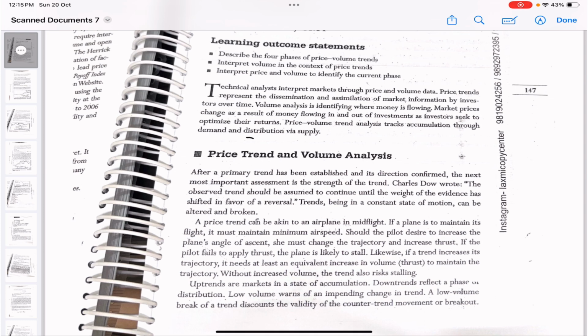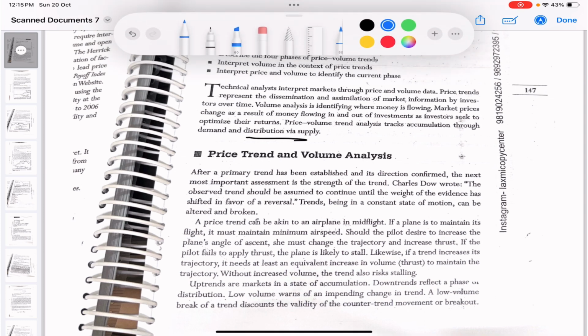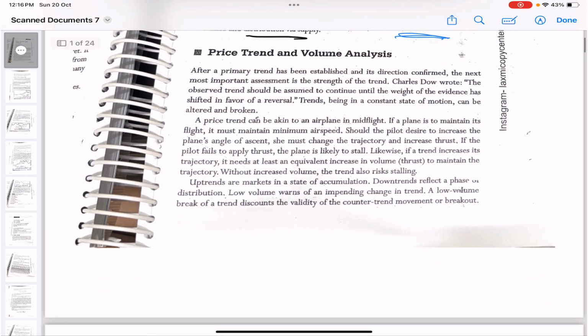Whenever we are referring to the term distribution, you can also keep in mind that it means dissemination. Whenever we are talking about accumulation, we are also talking about assimilation, and distribution, we are also talking about dissemination. Price trend and volume analysis.